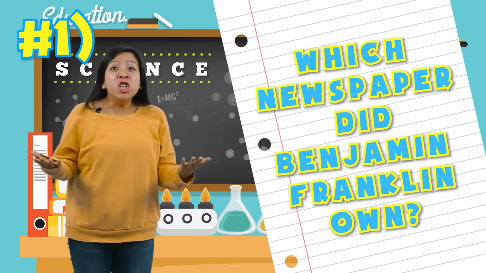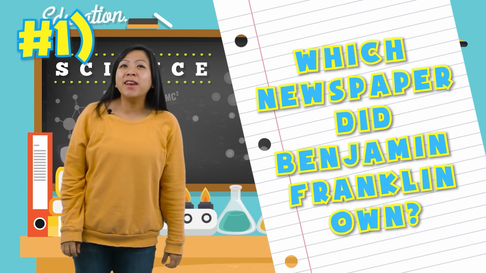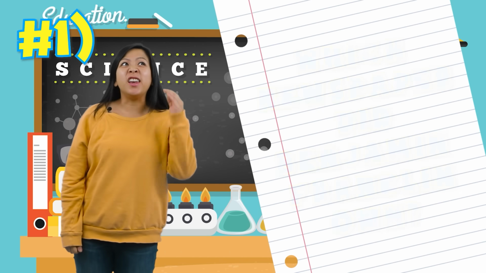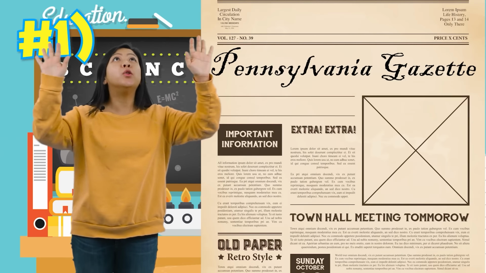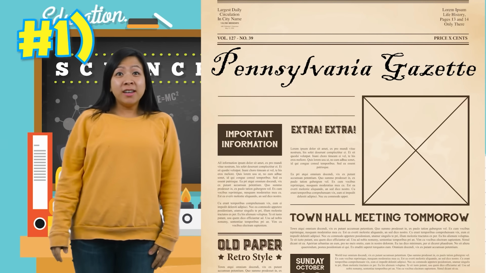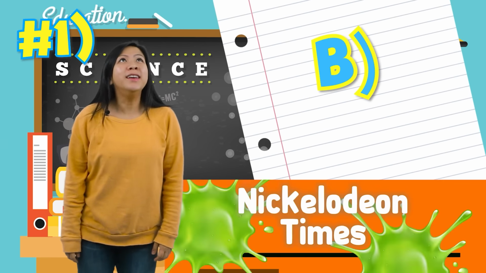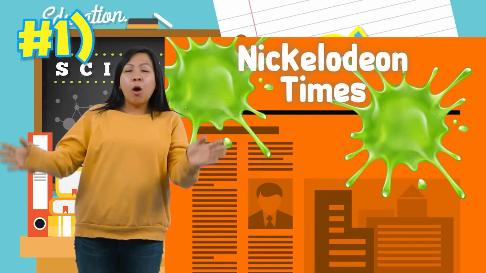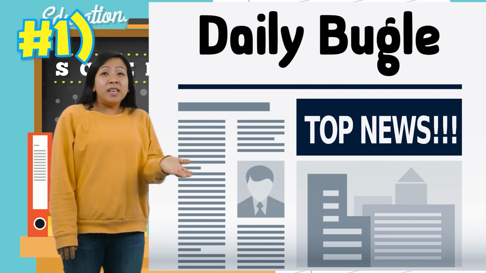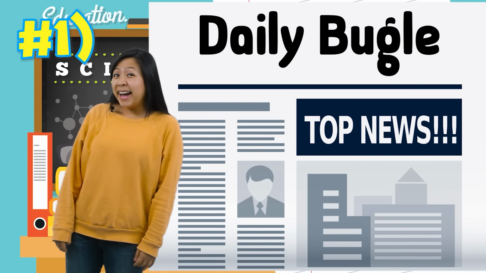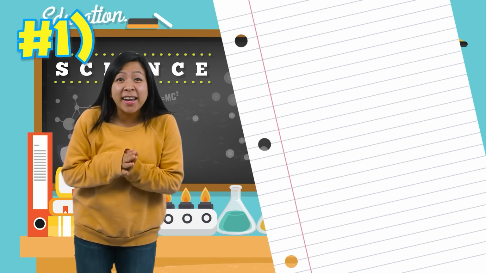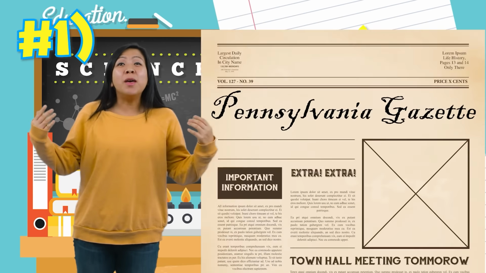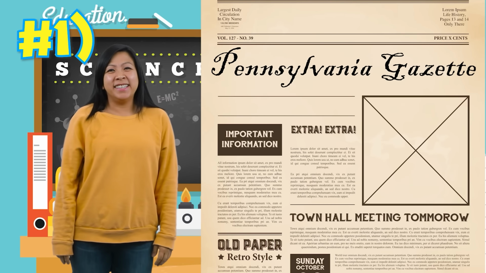But why don't you all test your knowledge with a pop quiz? Question number one. Which newspaper did Benjamin Franklin own? Is it A, the Pennsylvania Gazette? Or is it B, Nickelodeon Times? Or is it C, the Daily Bugle? Did you get the answer right? It is A, the Pennsylvania Gazette.